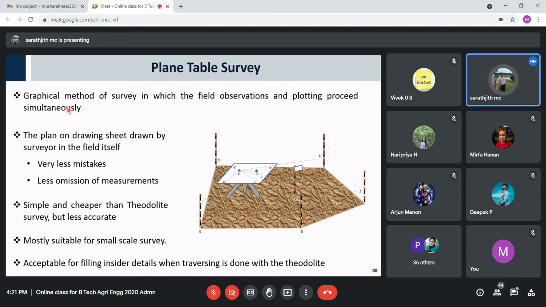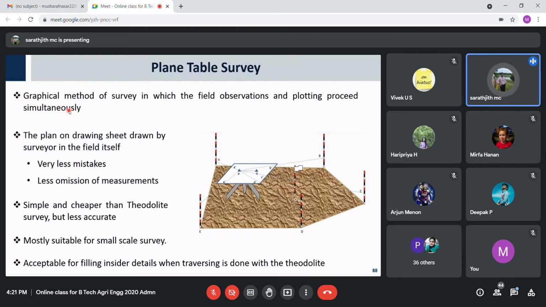And this method costs you only the cost of a table and some small accessories. So the cost of this setup is very less compared to the theodolite. Theodolite is a more advanced method, which you will be studying in the coming classes. Compared with the theodolite, plane table surveying can only be used for very small scale surveys. If you want an intense survey of a large area, this is not the choice.